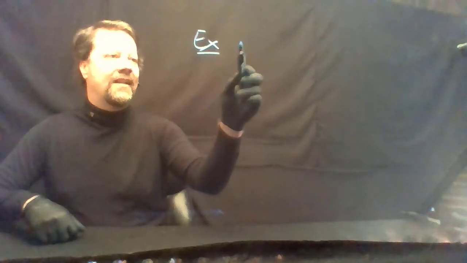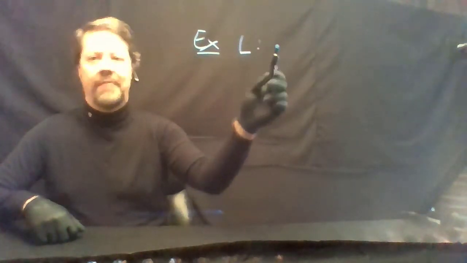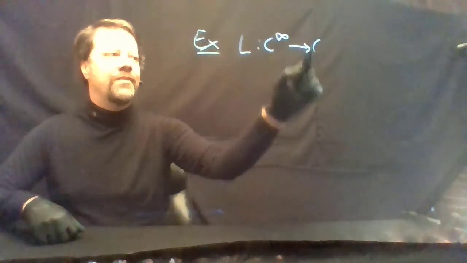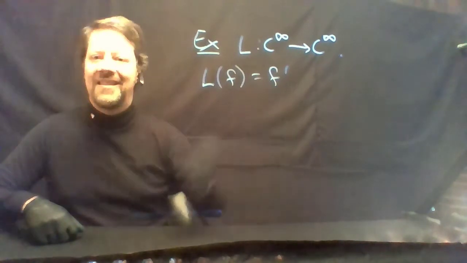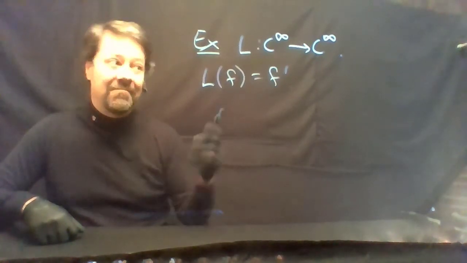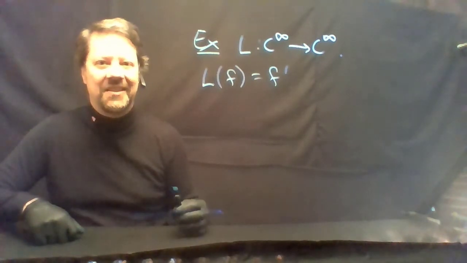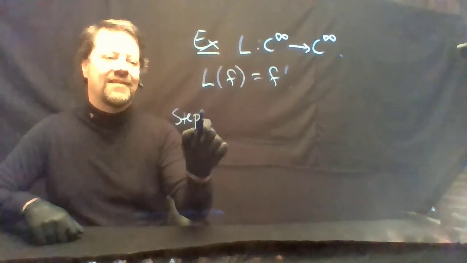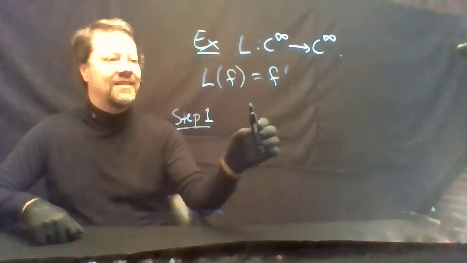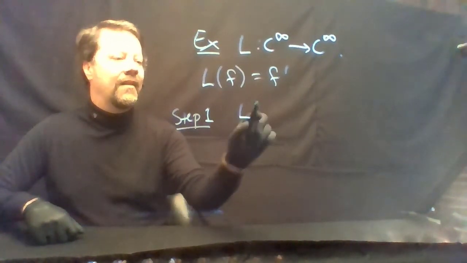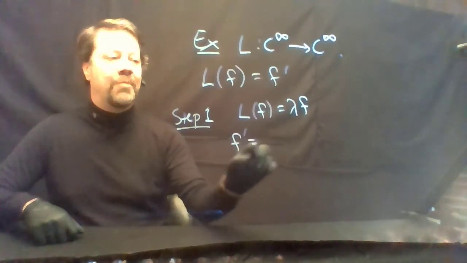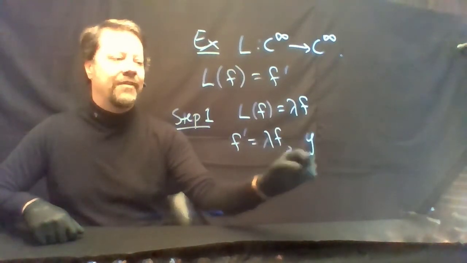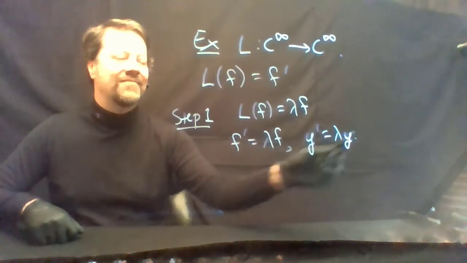As an example, suppose L maps the infinitely differentiable functions into the infinitely differentiable functions and is defined by L of f is f prime. What are the eigenvalues and corresponding eigenvectors? Step 1. We need to solve L of f is lambda f. In other words, we need to solve f prime is lambda f. We might even call this y prime equals lambda y.